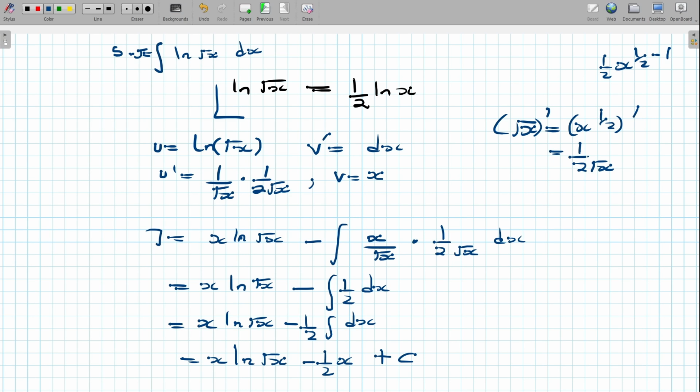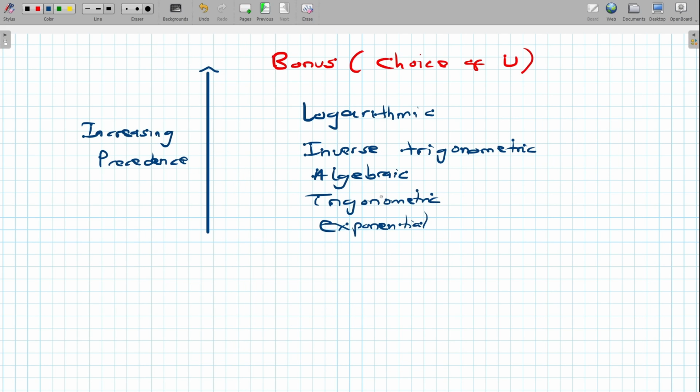Now, let me just give you something that is going to help you remember some of the techniques to apply when it comes to this integration by parts. Let's look at this bonus section where I'm going to guide you on how to make the best choice of u. If you're given a product of functions and you're told to integrate, and you want to make a proper choice of u, you basically have to look at these things that I've written here. The precedence here is increasing, starting from the bottom and going to the top.